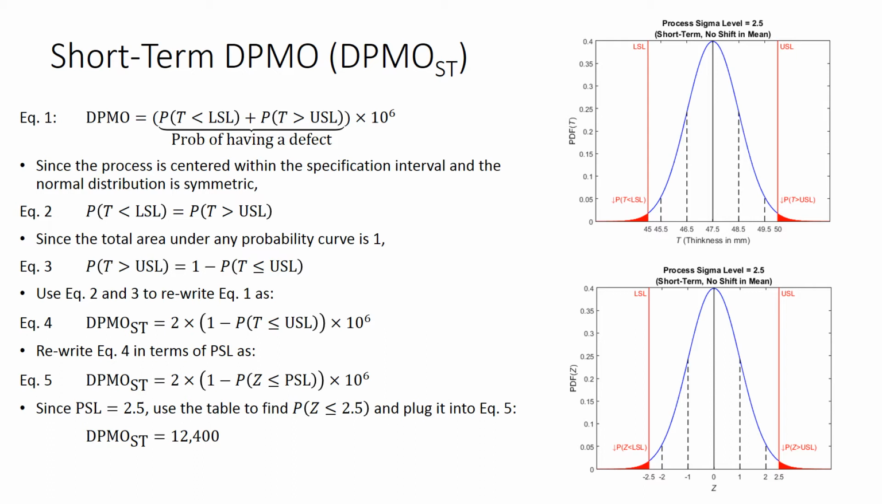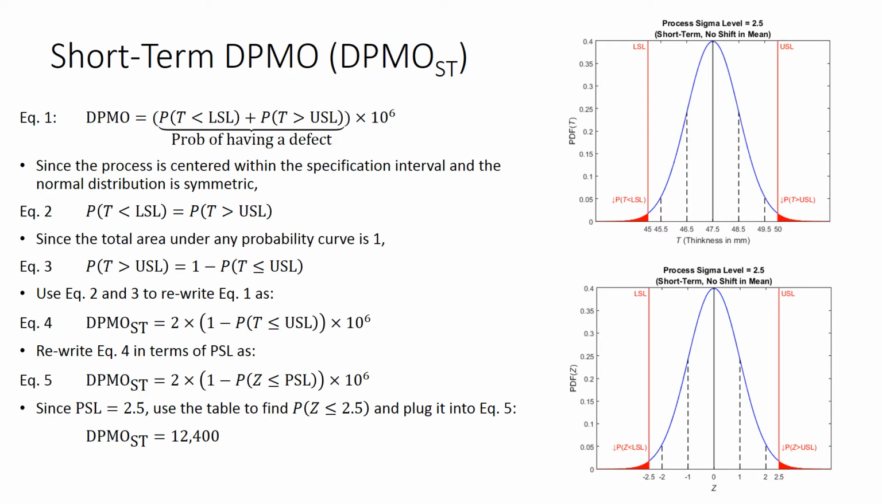Since the process is centered within the specification interval and the normal distribution is symmetric, probability of t less than lower spec limit is equal to probability of t greater than upper spec limit. In other words, red areas are equal. Since the total area under any probability curve is 1, probability of t greater than upper spec limit is equal to 1 minus probability of t less than or equal to upper spec limit.